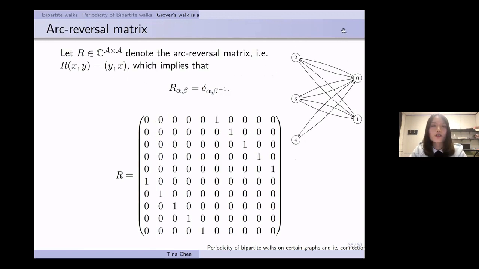Okay. Another matrix we need is called the arc reversal matrix. Just like its name suggests, it reverses an arc. So if you give an arc from x to y to the arc reversal matrix, it gives back an arc from y to x. You can see here the arc reversal matrix of this directed graph, and it's actually just a 0-1 matrix.